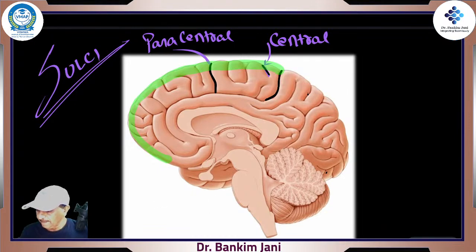Now see, I'm dividing it into two parts, right? One which is over here and the second which is behind it. This anterior one is called the medial frontal gyrus, right? That is the medial frontal gyrus. And this which is after the paracentral sulcus, that is what is called the paracentral lobule, right? So this one is the paracentral lobule.